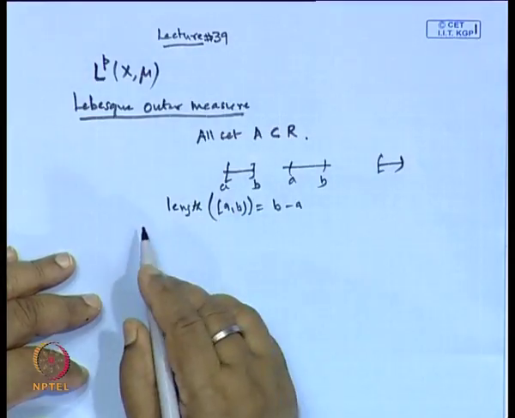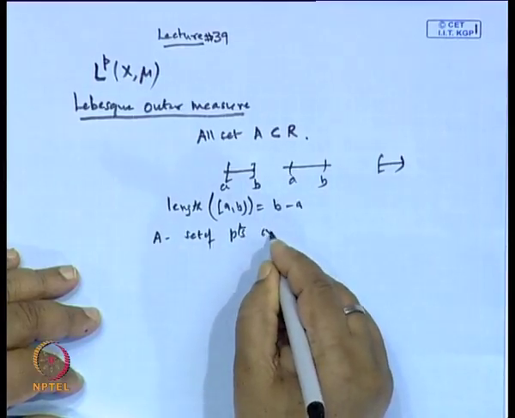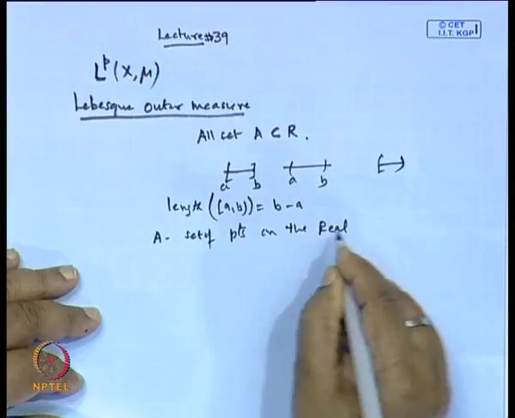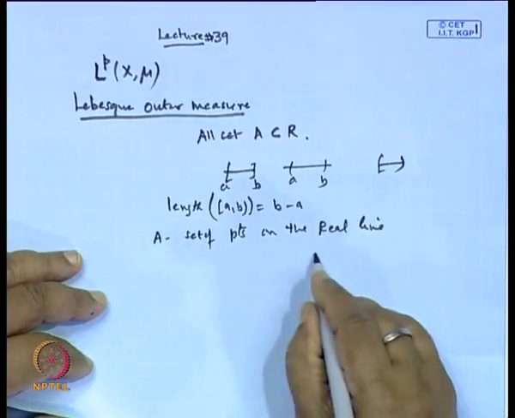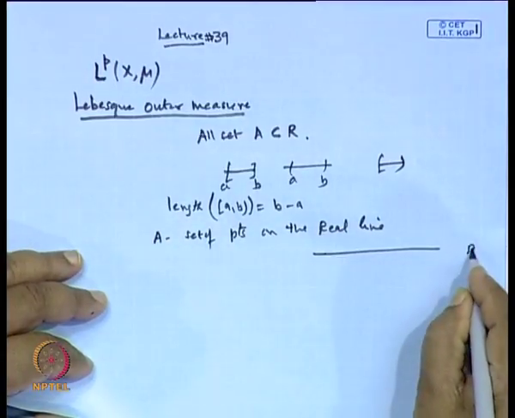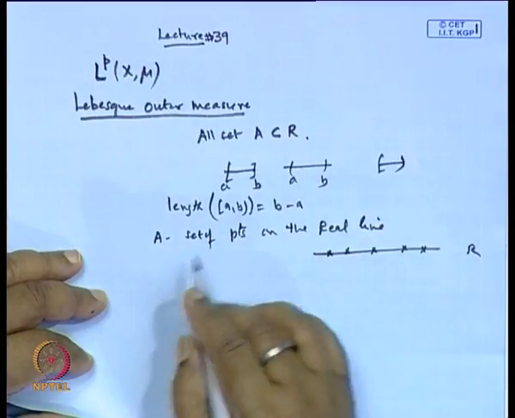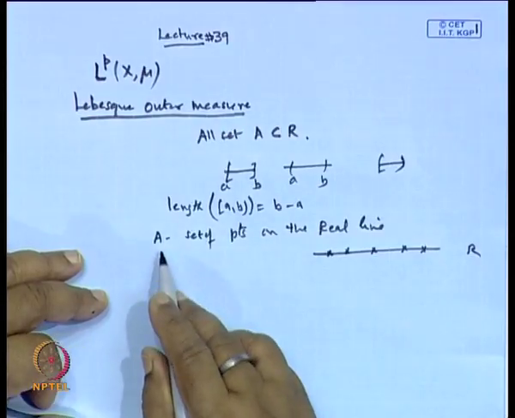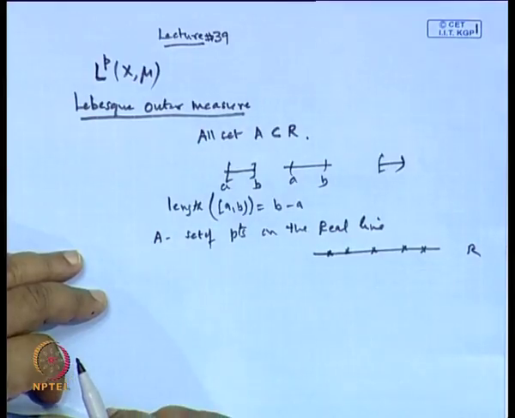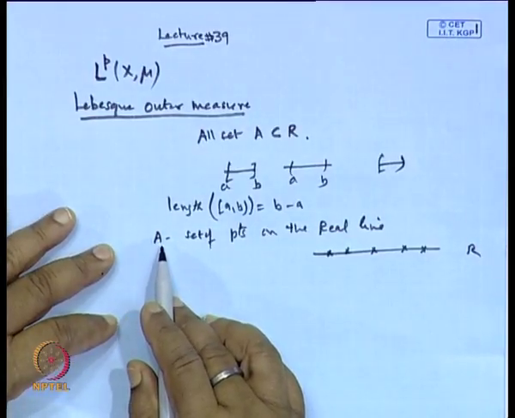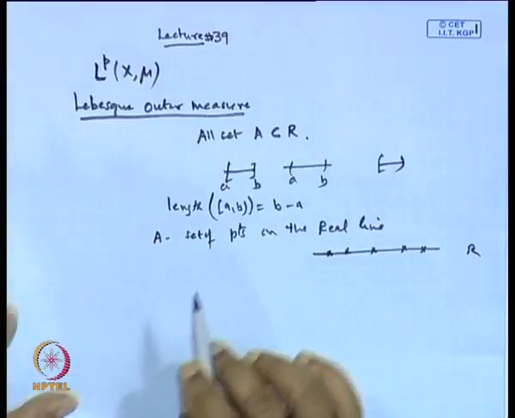Now, if the set A is a set of points on the real line, but they are scattered points, say this is the real line and the points are somewhere here like this, so the collection of these points is, suppose, A. We want to know the corresponding length, or the measure, of this set A. So, the idea of the measure is the generalization of the concept of the length of an interval, whether it is open, closed or semi-closed.